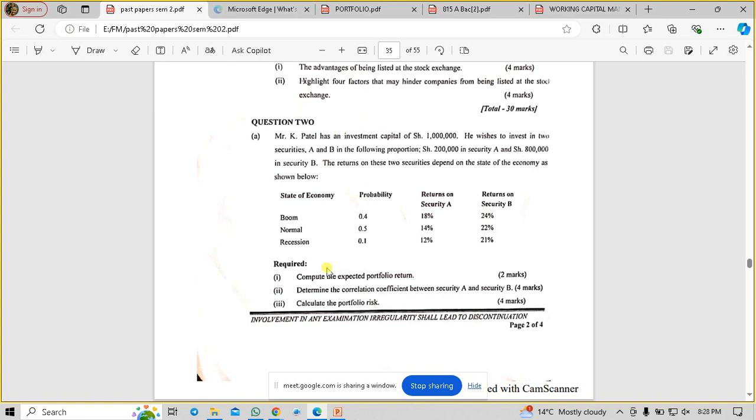So we are going to start. When you are told portfolio, you must get the expected return first. So we can start with the expected return. So we are starting with expected return of A. We start with expected return of A. So you can write it downwards. Boom, normal.